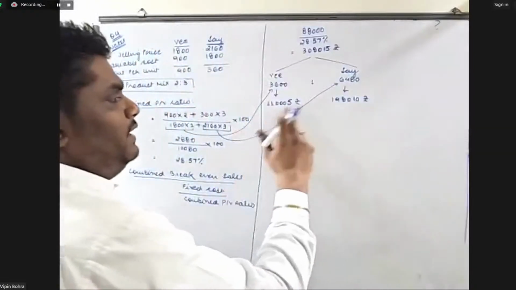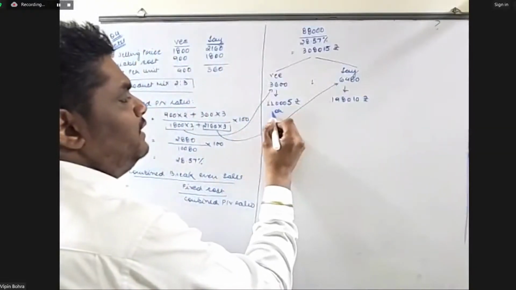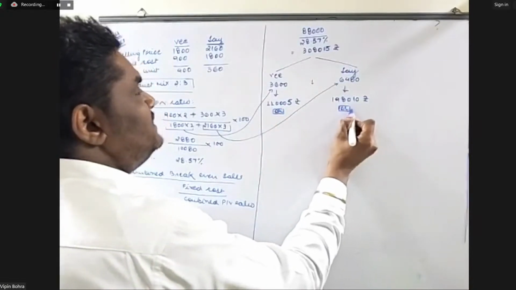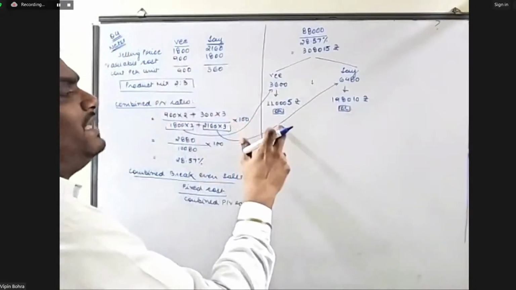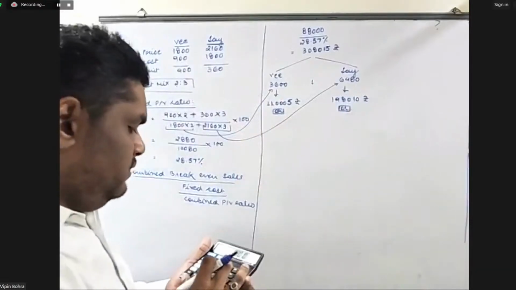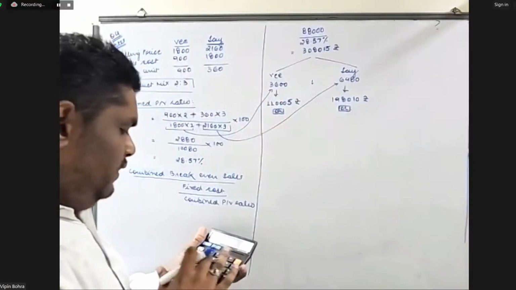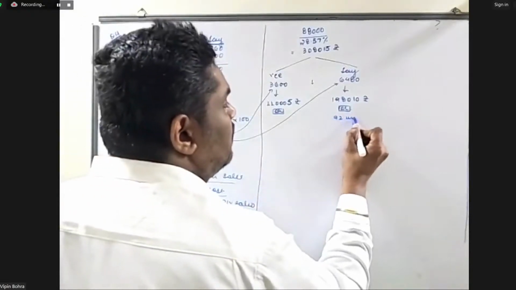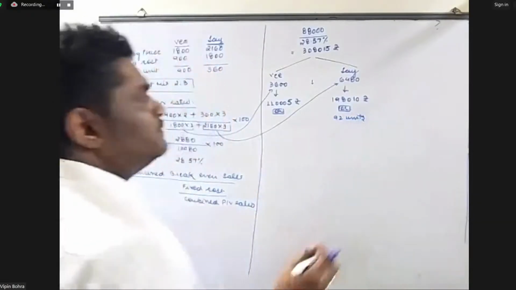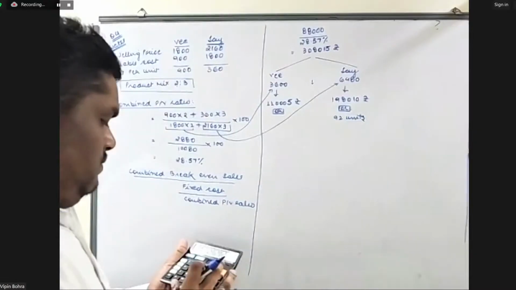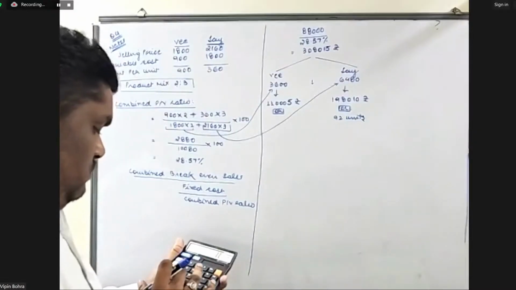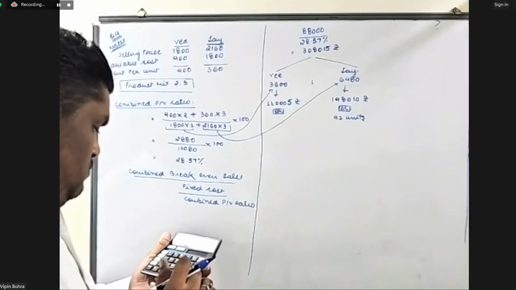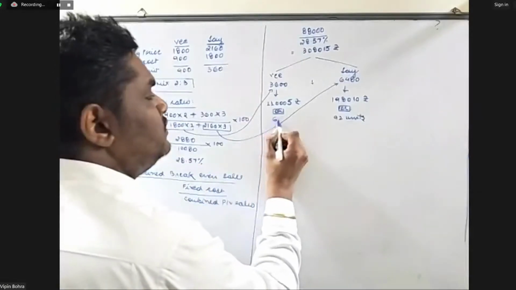We have calculated in rupees. If we want, we can calculate in units also. With the same approach, if we divide this by selling price, we will get the number of units. So herein, if I divide it by 2160, I'll get 92 units. And herein, I'll get 62 units.